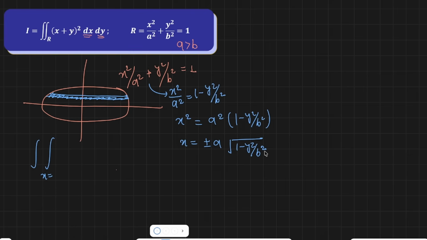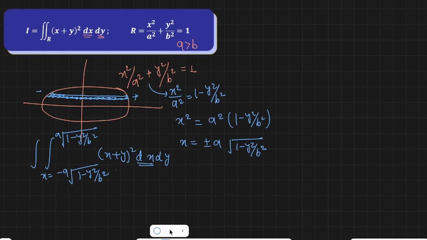So to solve this type of problem, why is it plus minus? Because I'm going from negative to positive here, so it will be minus a. So from minus a square root of 1 minus y square upon b square to a square root of 1 minus y square upon b square, it will be x plus y whole square dx dy. Because I'm taking dx, I'm writing dx dy, that's why I'm taking the strip parallel to the x-axis.